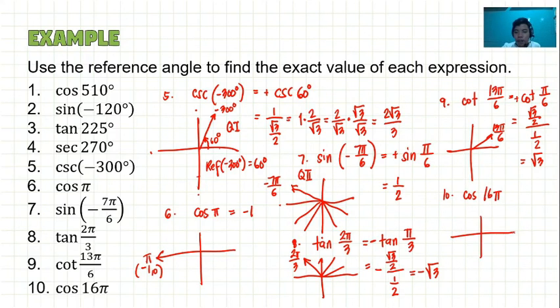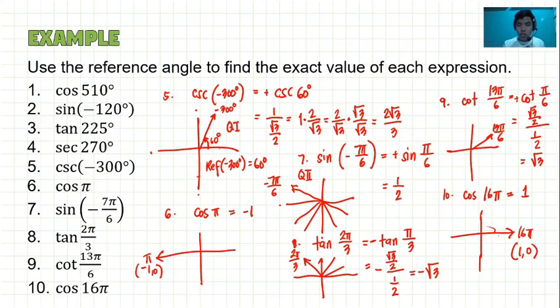16 pi is a quadrantal angle. One revolution is 2 pi, so 4, 6, another revolution, then 8, 10, 12, 14, 16. So 16 pi is here, and the coordinates here are 1, 0. So cosine of that is just the x value, which is equal to 1. Okay? So that ends our lesson for today.